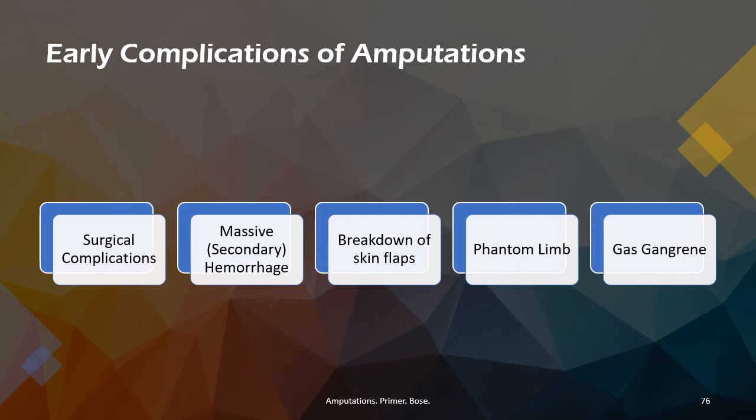Phantom limb is an abnormal sensation that is the persistence feeling of the presence of the absent limb following amputation. This is distinctly different than phantom pain, which we will discuss later. And finally, gas gangrene is the development of life-threatening infection in the stump by bacterial agents that produce gas, commonly from Clostridial and streptococcal infections, while other bacteria can also be responsible.